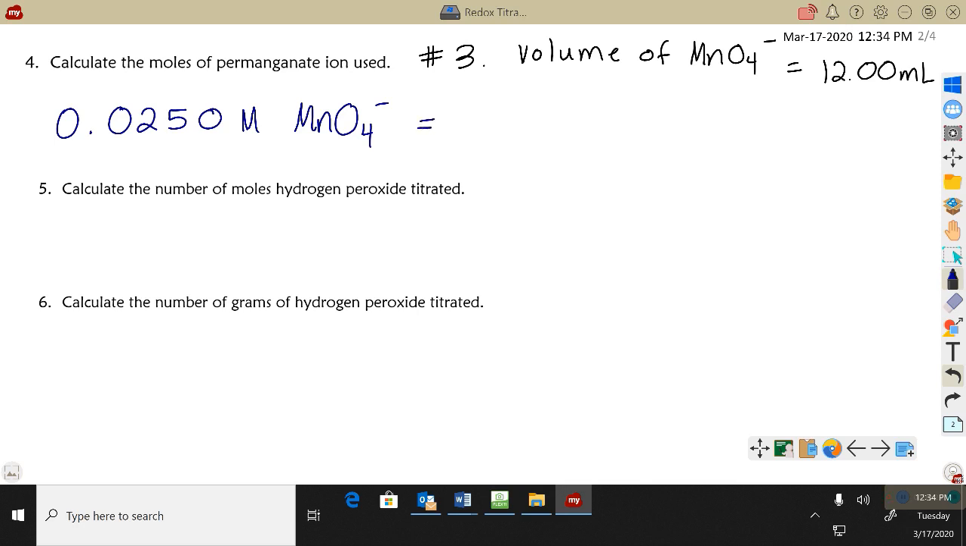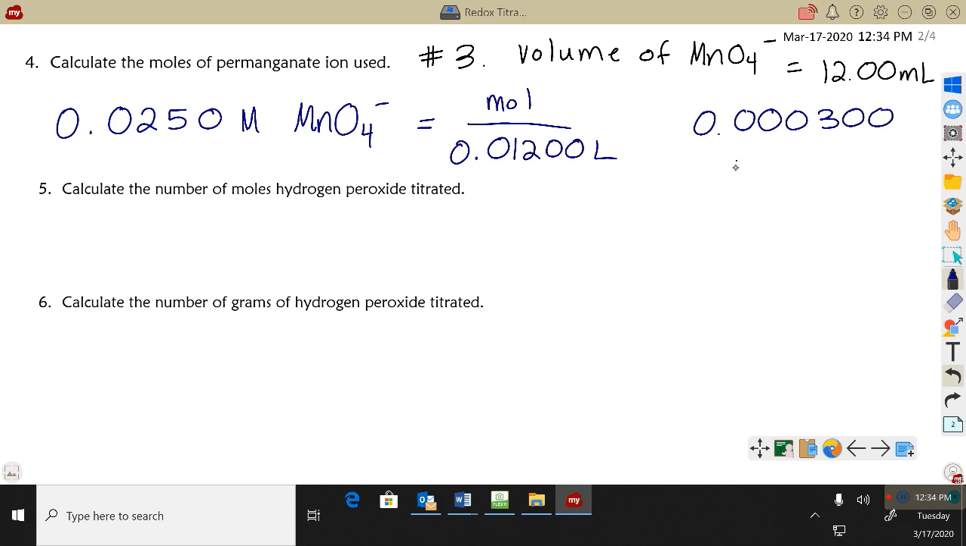Molarity equals moles per liter. I used 12 milliliters, or 0.012 liters. All right, so if I cross multiply, I'm looking at not a lot, 0.000, I'll go 3 sig fig moles of permanganate.